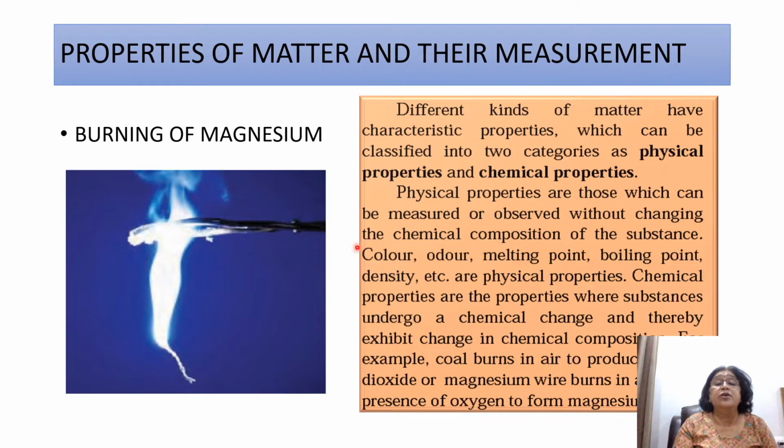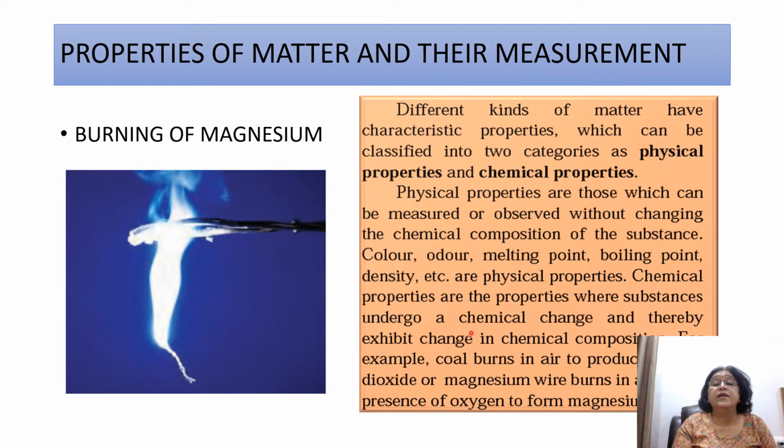For example, the color of the substance. So if you take a piece of gold, the color is what? Yellow. Odor, it doesn't have any specific odor. It has a specific melting point, boiling point, density. So by these characteristic values, you can come to know what the substance is. So these are known as the physical properties.